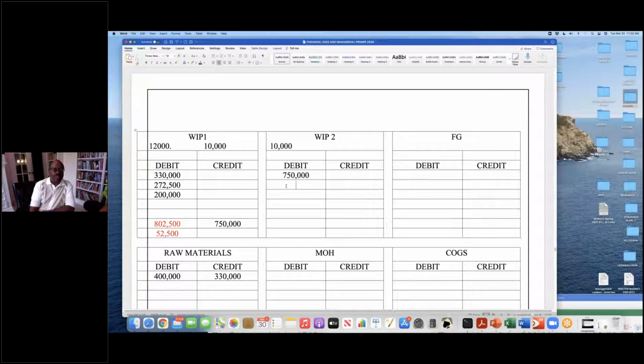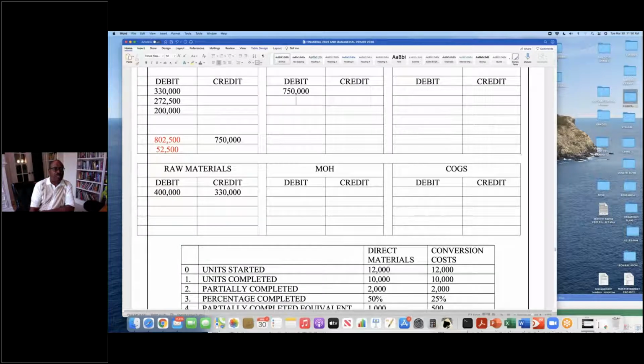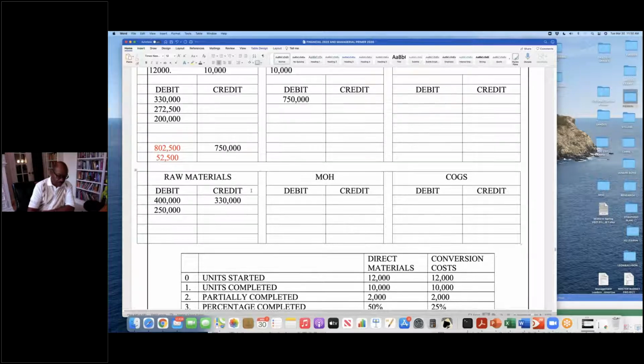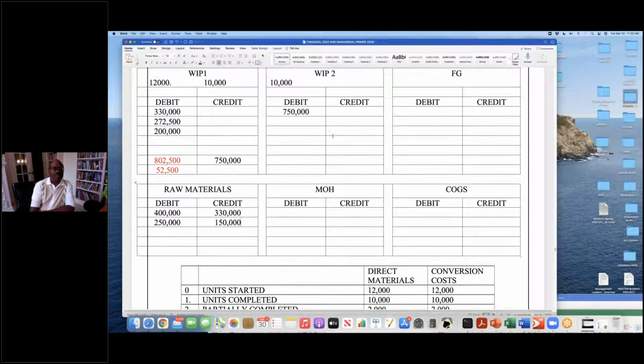So how much were the raw materials? We just got one account for them, but you're going to have more than one account. We said we bought how many? 250,000. And how much did we transfer out? 150.